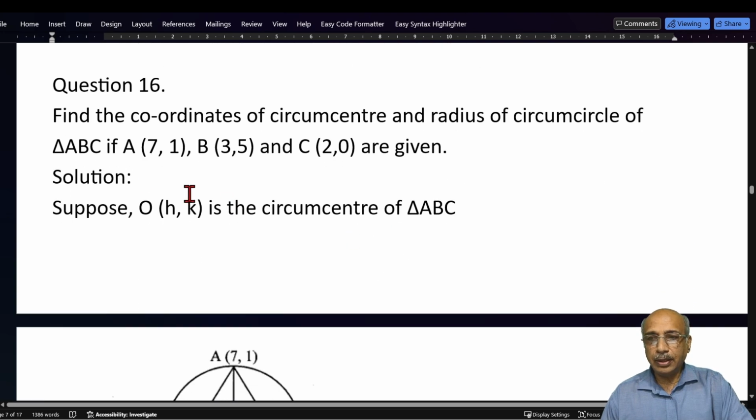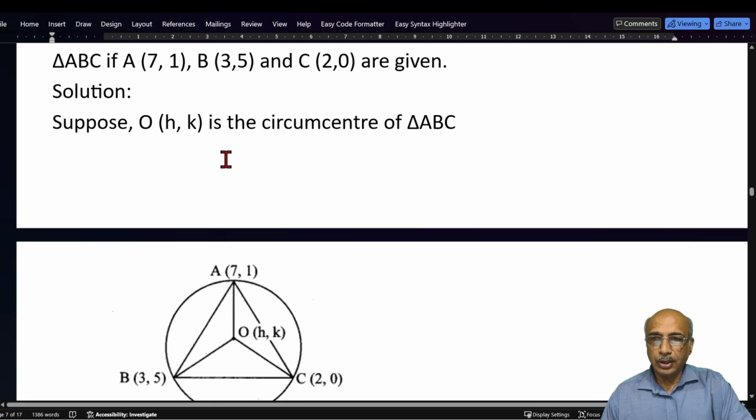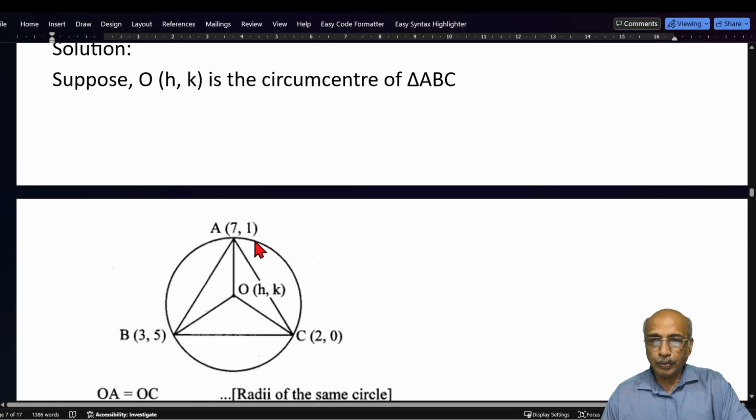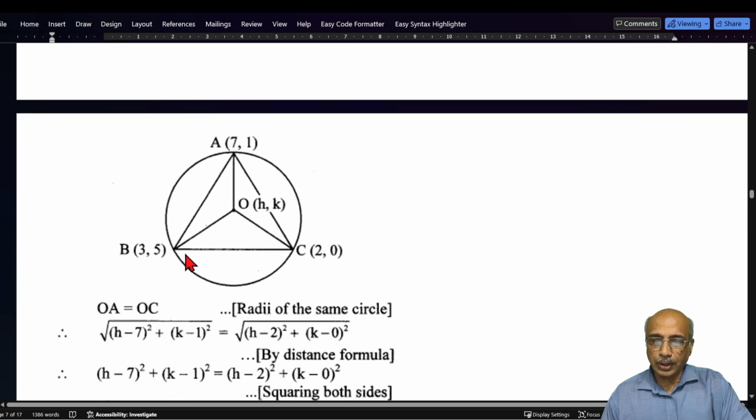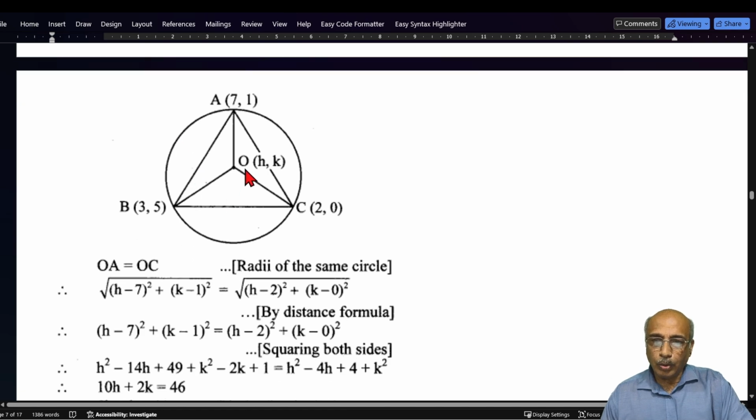Problem number 16. Find the coordinates of the circumcenter and the radius of the circumcircle of triangle ABC, if the coordinates of points A, B and C are given. Suppose O is the circumcenter of the circumcircle here. The figure is given for reference there. Let O's x coordinate be h and y coordinate be k.